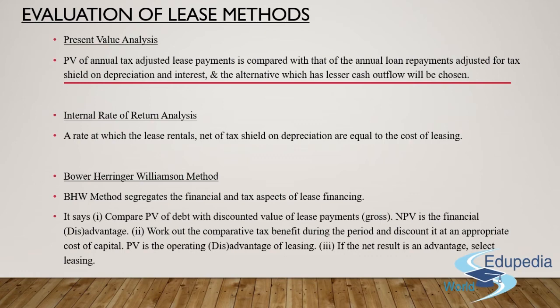NPV, again, the first thing which we noted, NPV is basically the financial disadvantage over here if we get the figure as positive rather than negative. Then we need to work out the comparative tax benefits that we'll get during the period with the help of a discounting method. The discounting rate will be the appropriate one, which will either be given to us in the question, or we need to figure it out. That will depend once we start the marking of the question segments.